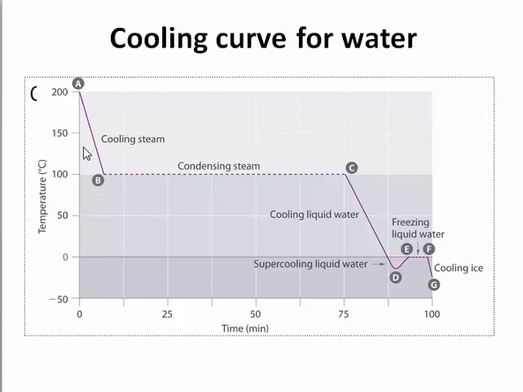Again, the take-home lesson for this curve and a heating curve is that phase transitions, gas to liquid and liquid to solid, in normal, stable situations, occur at one temperature.